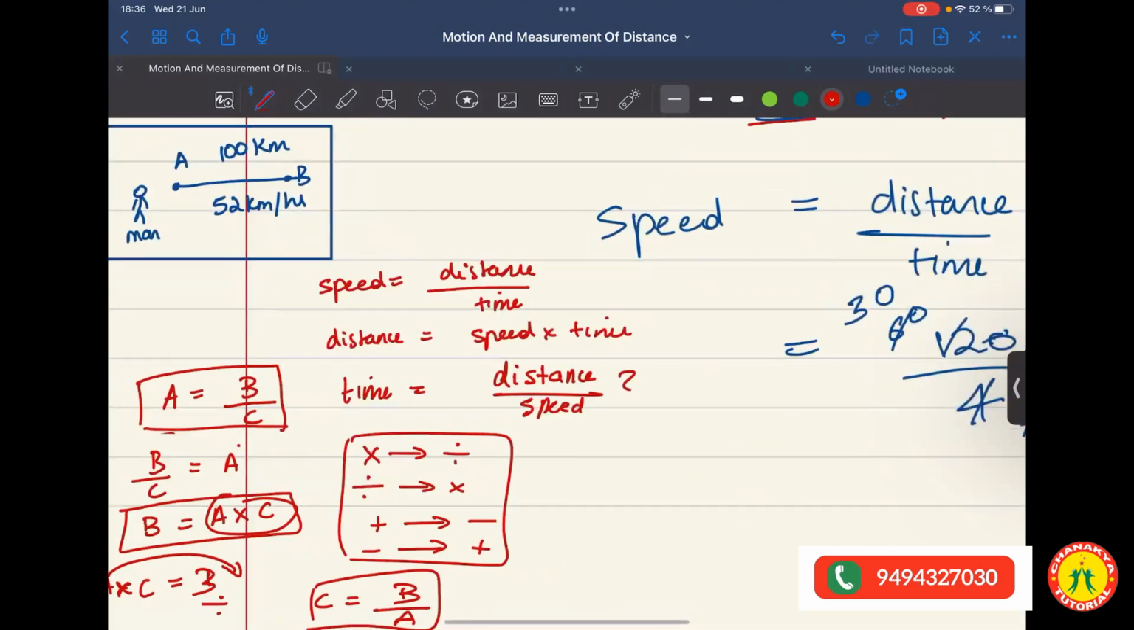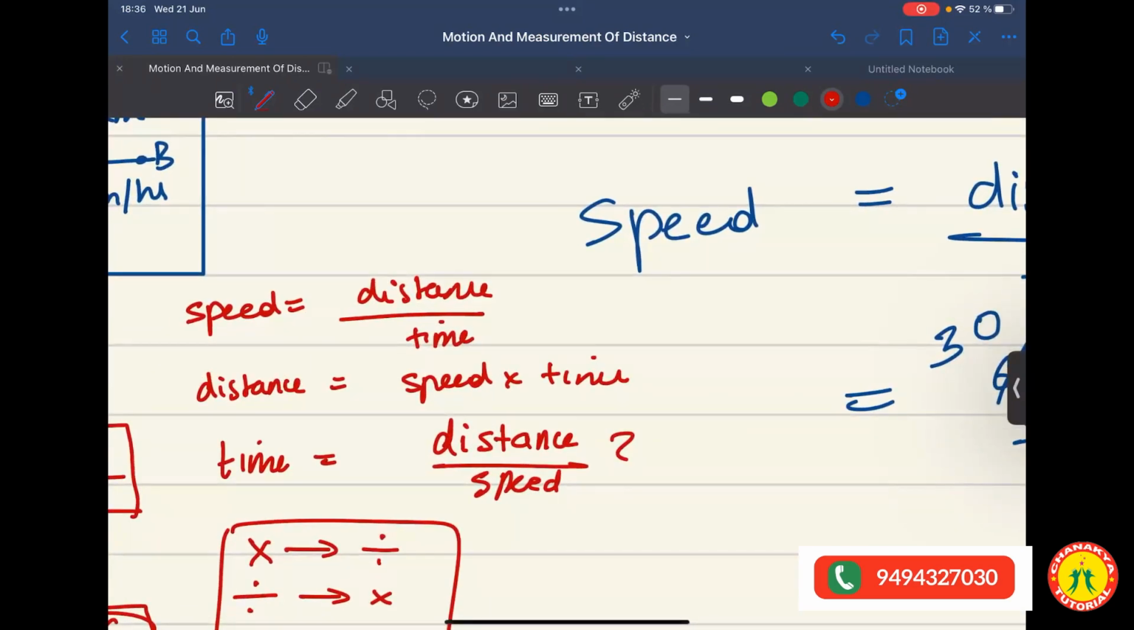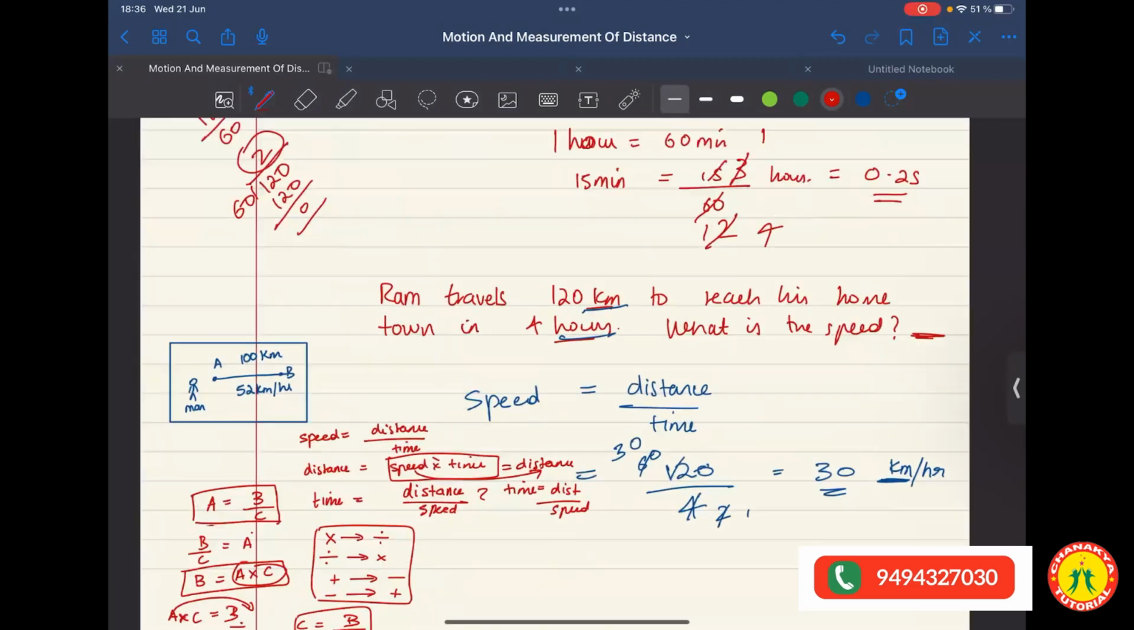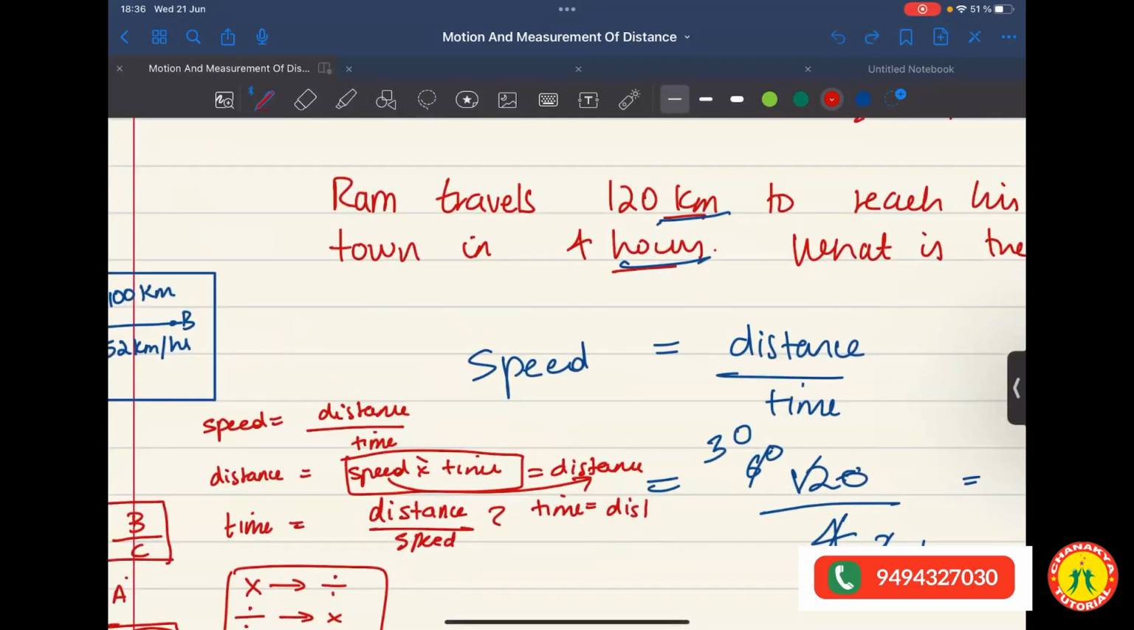Same principle I've used over here. You know that speed is equal to distance by time, or distance equals speed into time. So you keep this like that, equal to distance. Time equals, speed comes this side. It becomes division because here it's multiplication. So it will become distance by speed. That's it. This is how you find the formula. Am I clear, guys? Is it clear?